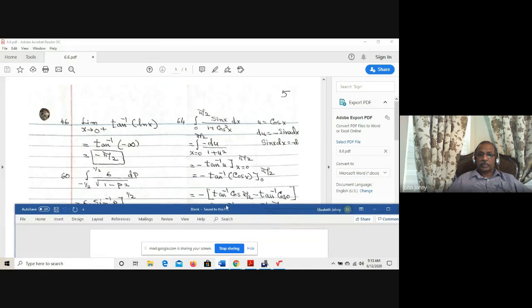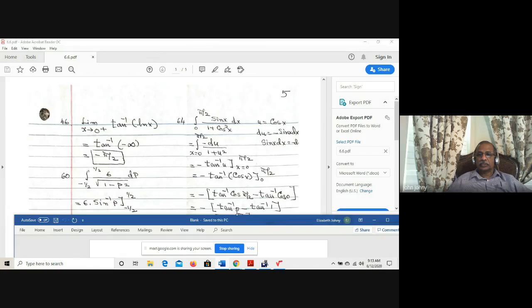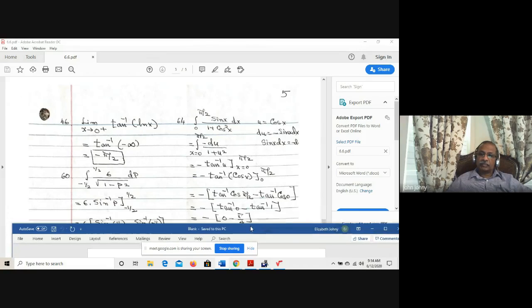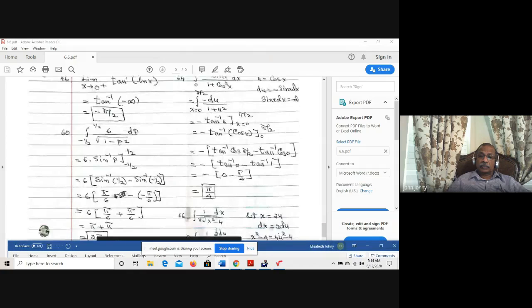Substitute, pull out the negative sign. Now you substitute upper limit tan inverse cos pi over 2 minus tan inverse cos 0. Cos pi over 2 is 0 and cos 0 is 1. So this is negative tan inverse 0 minus tan inverse 1. Tan inverse 0 is 0 and tan inverse 1 is pi over 4, 45 degree. Again, if you don't remember, you may use the calculator. And then the radian equivalent of 45 degree is pi over 4. So negative of negative pi over 4 is pi over 4.